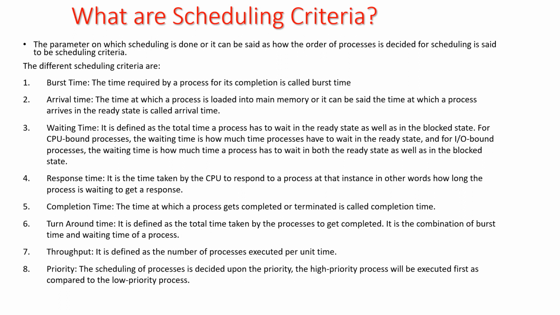And last, the eighth, is the priority. What is priority? The scheduling of a process is decided upon the priority. This means the higher priority process will be executed first before the lower priority process.